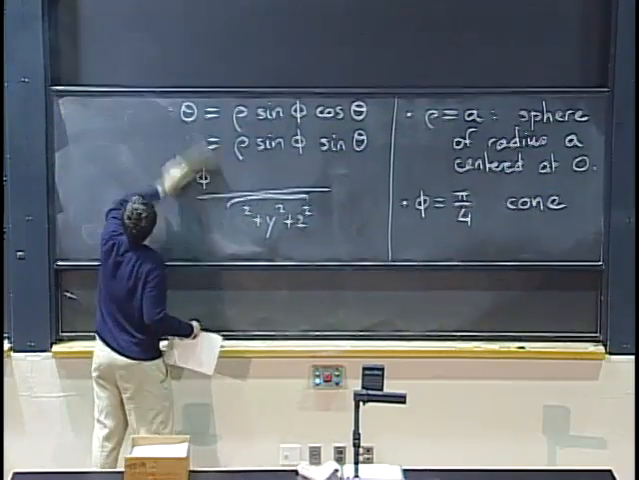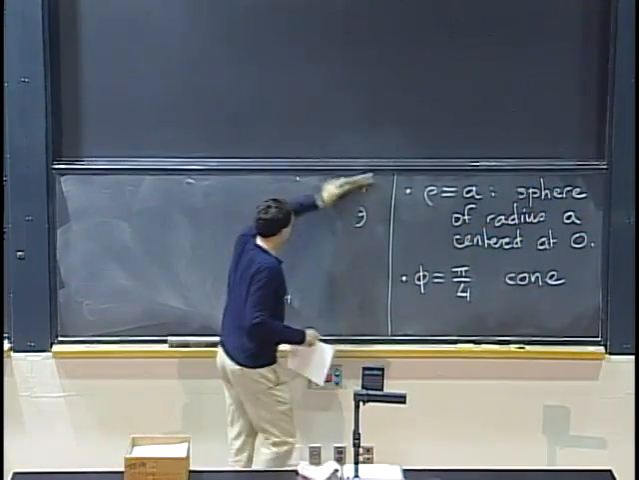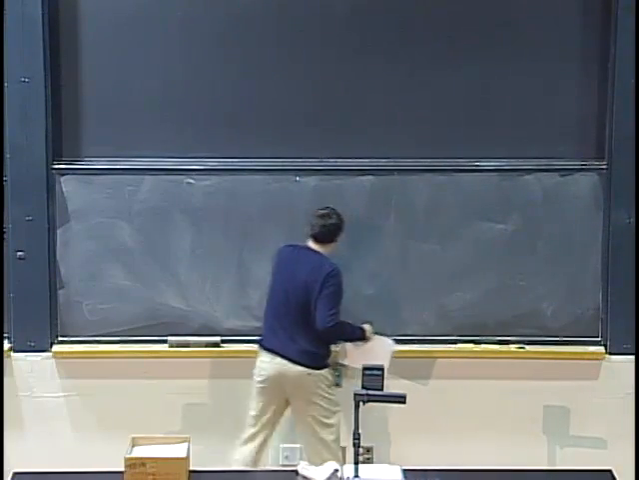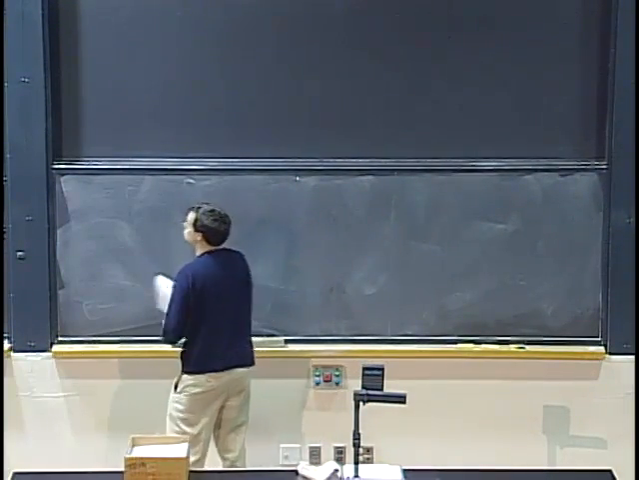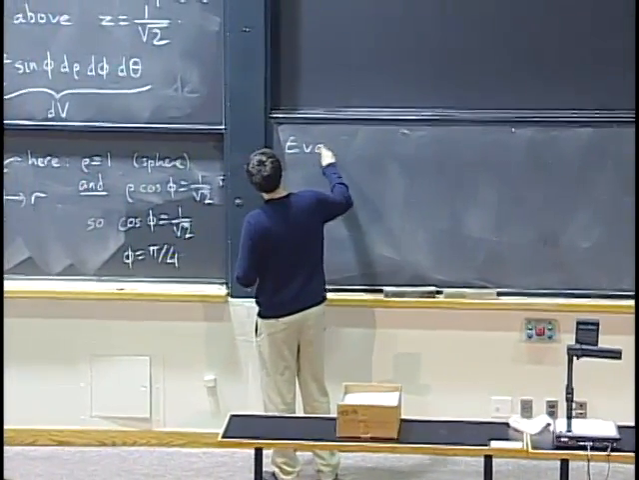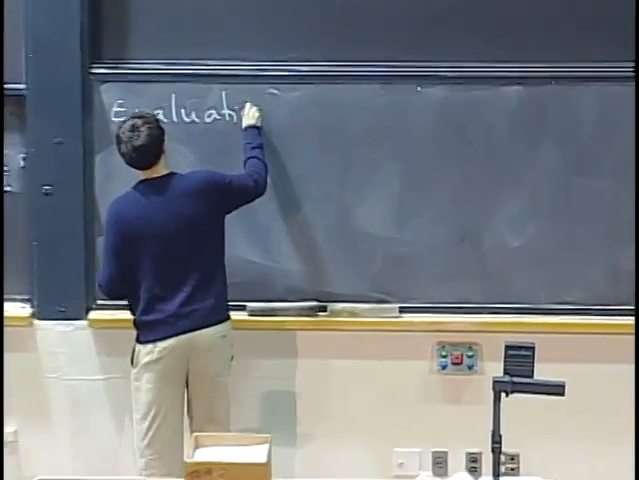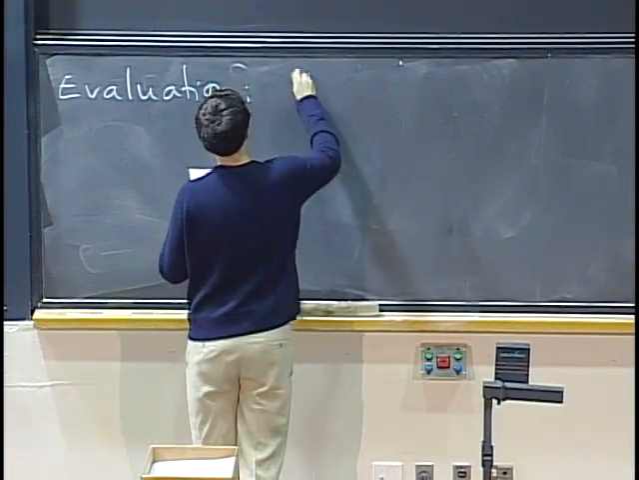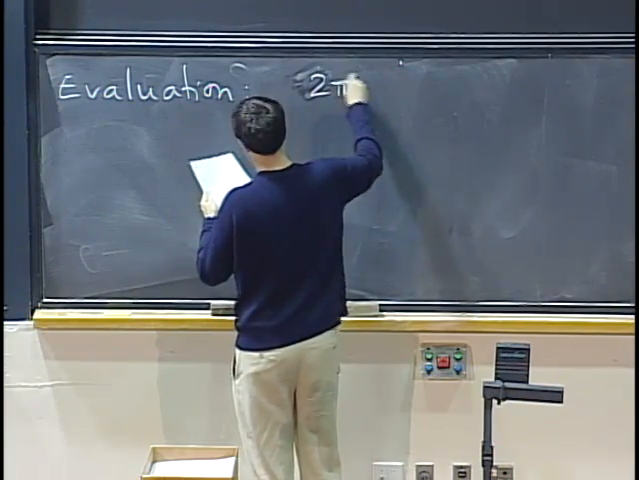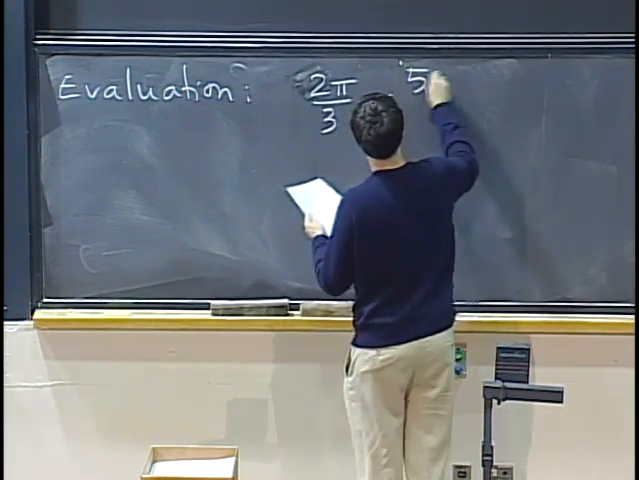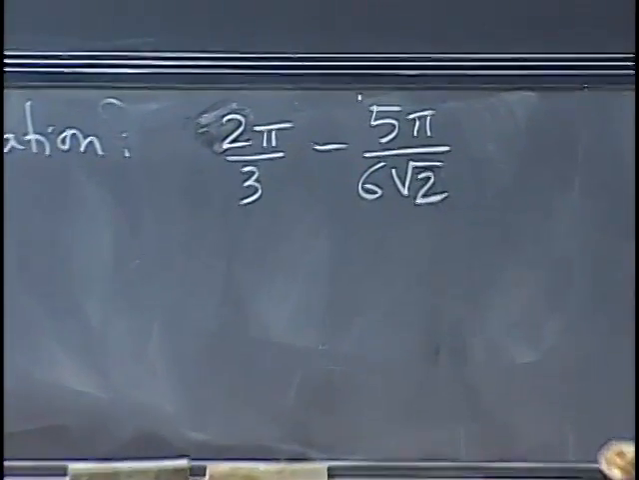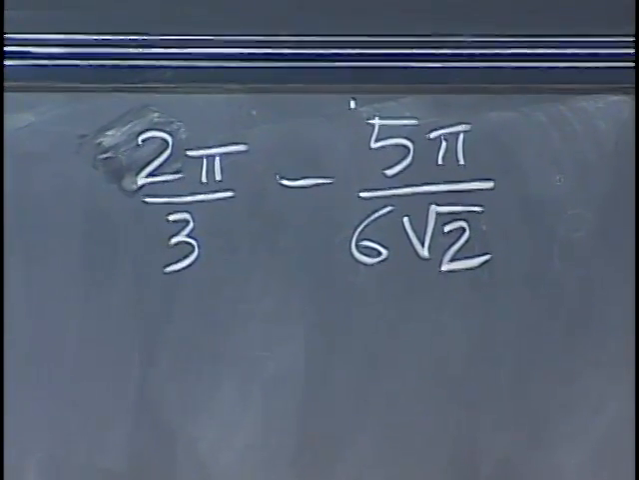And since I'm running short of time, I'm not going to actually do the evaluation. I'm going to let you figure out how it goes. Let me just say, in case you want to check your answers, at the end, you get 2 pi over 3 minus 5 pi over 6 root 2. Yes, it looks quite complicated.